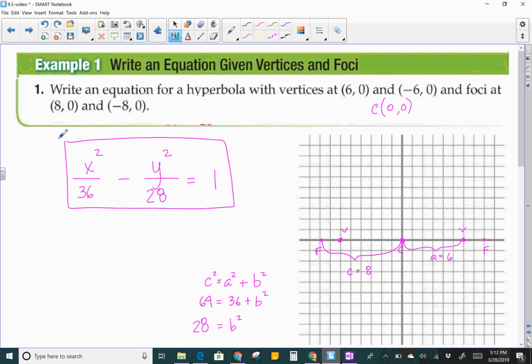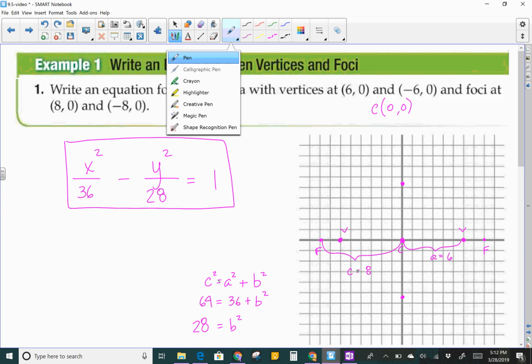So I have C, I have my center, I have my vertex. I need to know how far to go up and down. So how far am I going to go up and down? The square root of that number. Square root of 28 is a little bit more than 5. So 1, 2, 3, 4, 5. It's an estimate, y'all. 1, 2, 3, 4, 5.